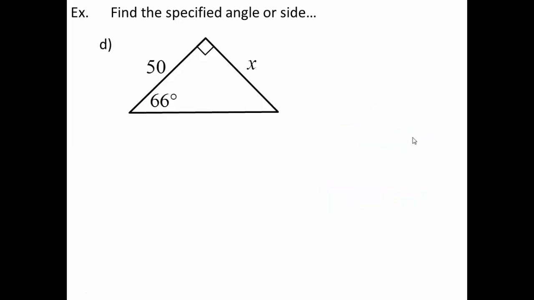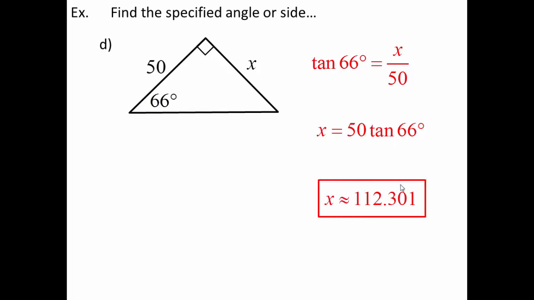All right, here's one more for you. Try this one on your own. All right, so here's our angle. We're looking for the opposite side. We have the adjacent side, so that tells me I want a tangent ratio. So tangent of 66 equals x over 50. We'll solve for x simply by multiplying both sides by 50. No switching corners necessary on this one, as x is on top. If x is on top, just move the denominator to the other side. So 50 times tangent of 66, type it in the calculator. I get 112.301.